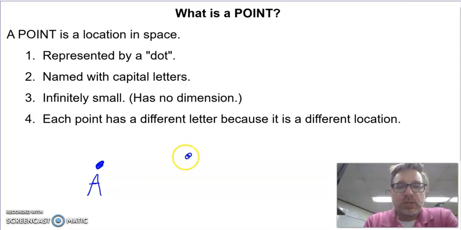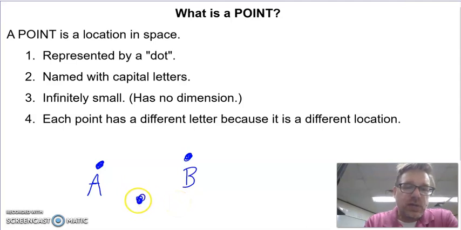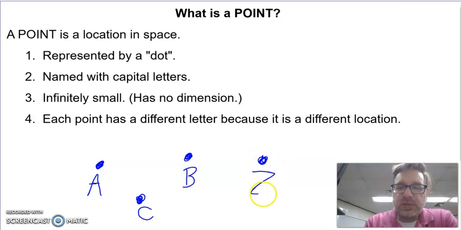If I add another point, I have to change letters because that's location A. This is going to be location B. Down here, I could put location C. I can actually name them any capital letter I absolutely want. So every time I do a new point, I use a different capital letter so I can represent a different location in space.